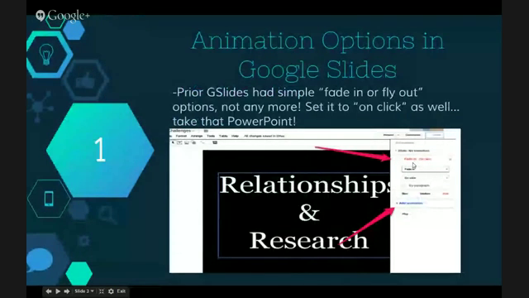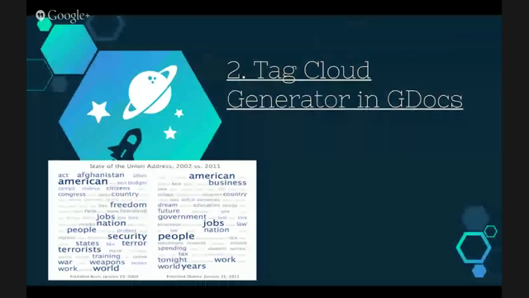Okay, so first off, some animation options in Google Slides. A lot of PowerPoint fans really like the fact that in PowerPoint you could do animations, and in Google Slides you could not. Well, now you can. This is a newer feature that Google Slides is adding. What they have now are simple fade in or fly out options, and some other ones in addition to those. You can set them to go when you click, or you can set them to go on a timer, and you can set the speed to slow, medium, or fast. A lot of PowerPoint people, I think, were happy when they heard this, because it gives them a little more incentive to try it, not knowing that they can do the animations.